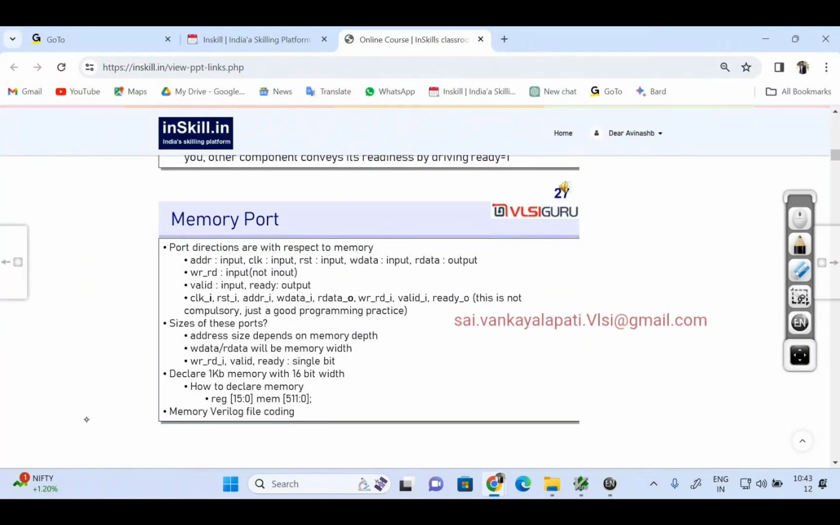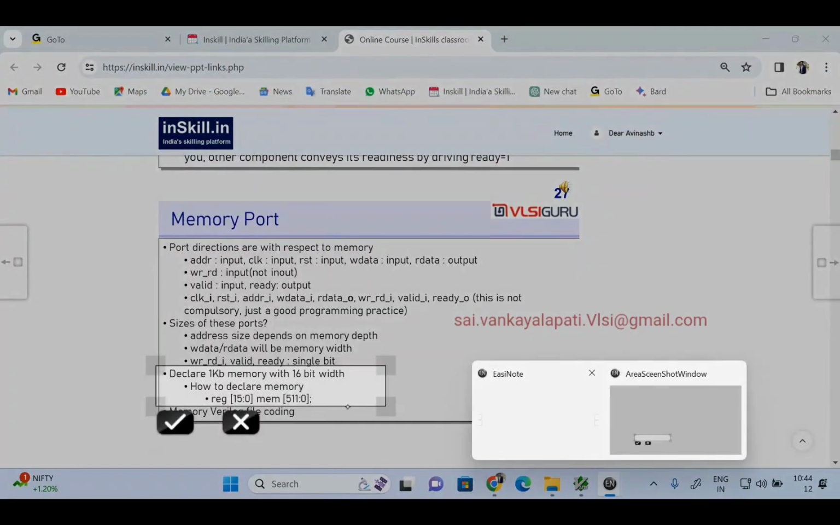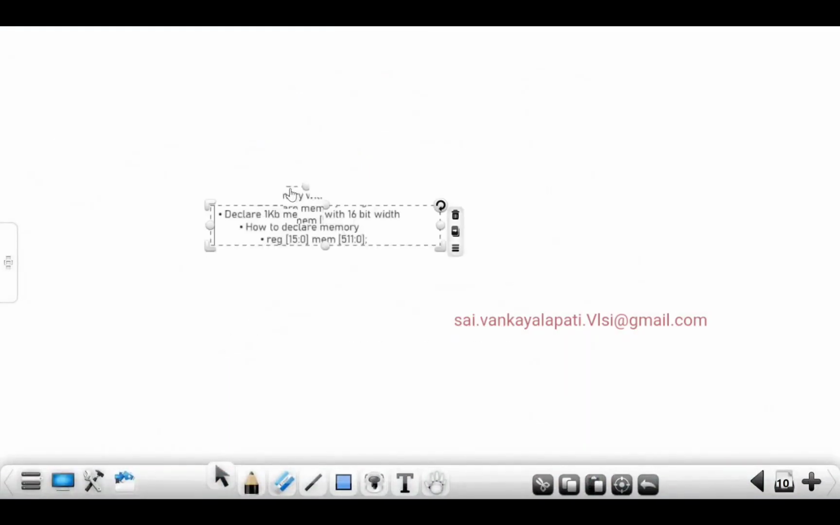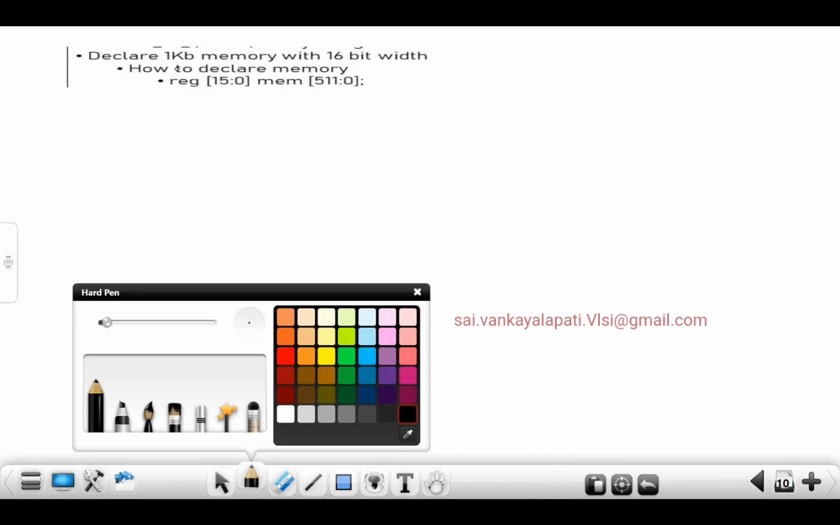And suppose I want to declare 1Kb, with small b here. What does small b indicate? Bits. A 1 kilobit memory with 16-bit width. Now you can tell me what write data I should represent, what read data I should represent, what the memory size is, and what the address width is. Can you declare the memory for this? Let us take this example. This is a memory I am giving to you. Declare a 1 Kb memory with 16-bit width.